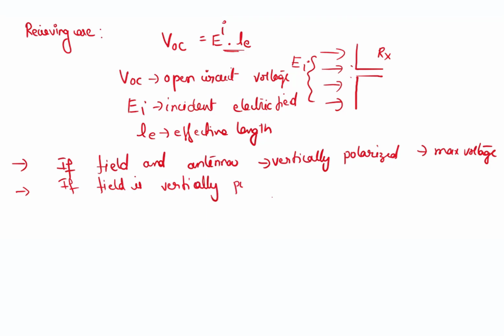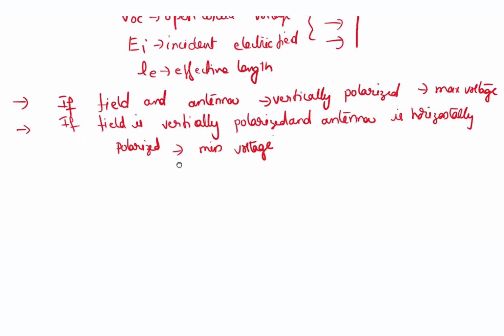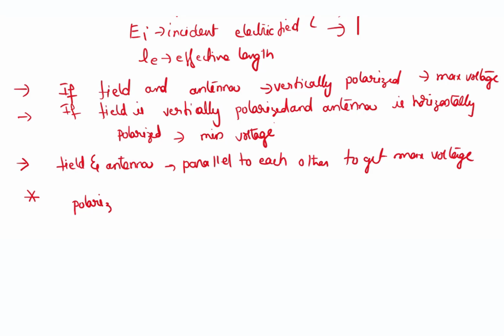If the field is vertically polarized and the antenna is horizontally polarized, then it gives minimum voltage. It means only the component of the electric field that is parallel to the antenna polarization contributes to the voltage. So to get maximum voltage, the two quantities, incident electric field and the antenna polarization, must be the same. Those two must be in the same direction, in parallel. So what is the final important point? Polarization matching is essential for effective communication.